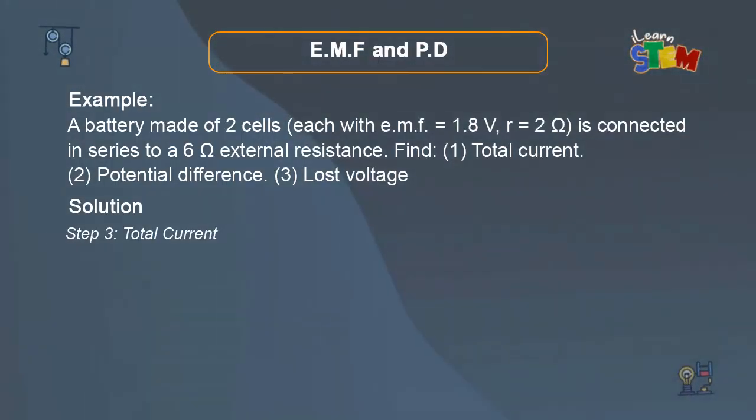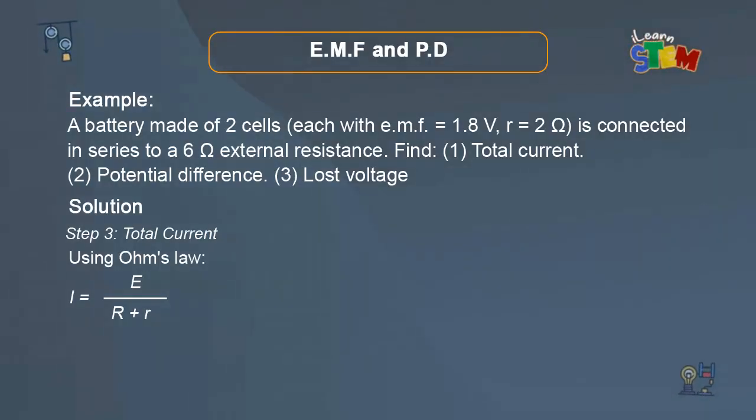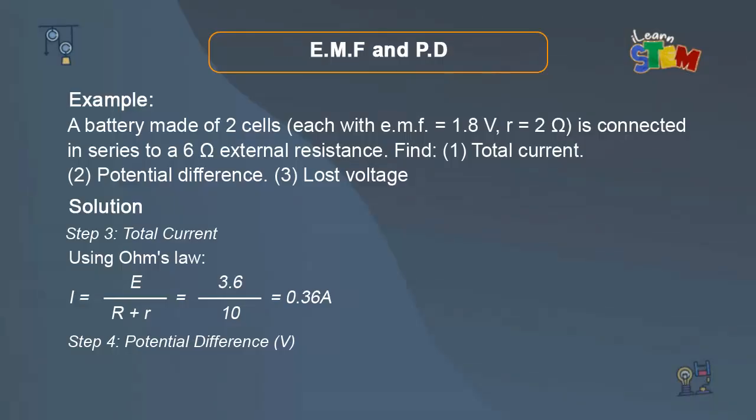Step 3. Calculating the current. Using Ohm's law, the current is equal to the total electromotive force divided by the total resistance. That is, 3.6 volts divided by 10 ohms, which gives a current of 0.36 amps. Step 4. Calculating the potential difference. The potential difference is the voltage across the external resistor, which is calculated by multiplying the current by the external resistance. That is 0.36 amps multiplied by 6 ohms, which gives 2.16 volts.